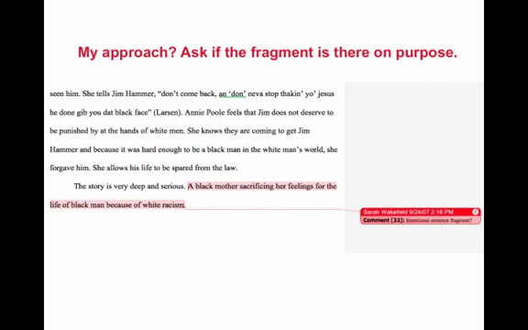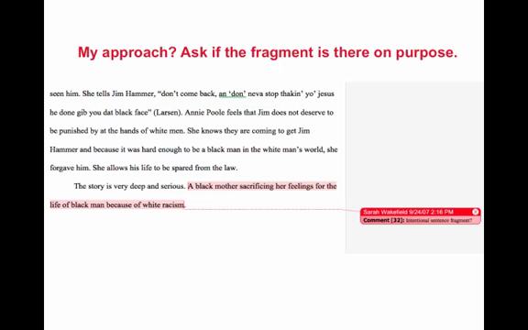Here at least is what I do. My approach is to ask if the fragment is intentional. This is a literary analysis that somebody did for me about Nella Larsen's short story Sanctuary. And you'll see back in 2007, my comment was "intentional sentence fragment?" It's very possible that this student did this sentence fragment on purpose. It's a noun phrase. This story is very deep and serious, period.